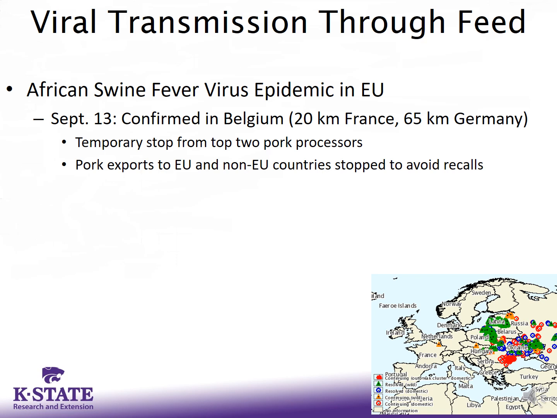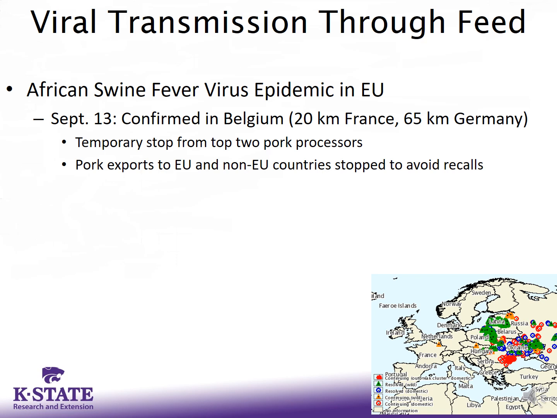This is troublesome alone, but China's not our only trading partner that has circulating African swine fever virus. We also look to the EU and to Western and Eastern Europe, which is an important trade partner for the United States and has had African swine fever virus circulating for many years. However, it had mainly stayed in Eastern Europe and Russia. However, on September 13th, African swine fever virus was first confirmed in Belgium. This is particularly concerning because at that point, it was 20 kilometers from France and only 65 kilometers from Germany.